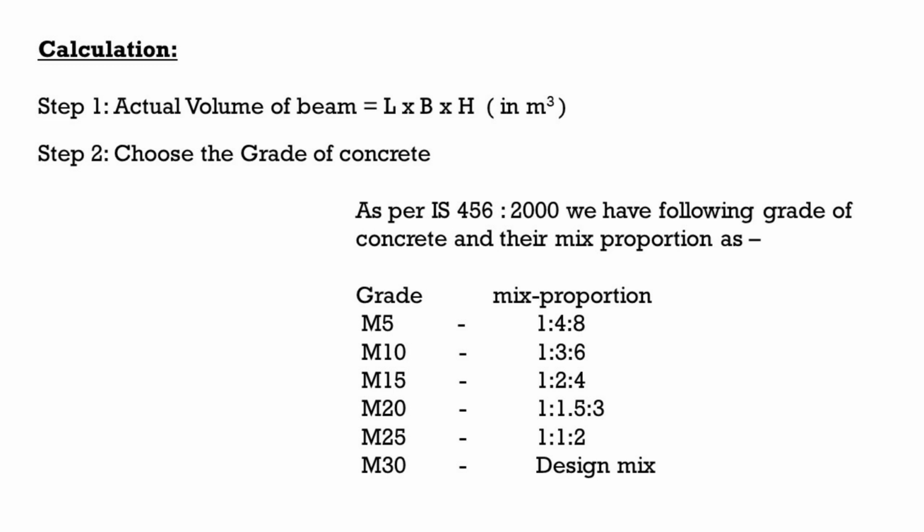Next, look into the grade of concrete chosen, that is M20 or is it M25, etc. Because the mix proportion majorly governs the quantity of material in beam construction. Friends, the mix proportion for various grades of concrete as per IS 456-2000, that is the standard specification, we have got: for M10 a mix proportion ratio of 1:3:6, and similarly for M15 it is 1:2:4, and for M20 it is 1:1.5:3, and M25 onwards we will follow design mix.